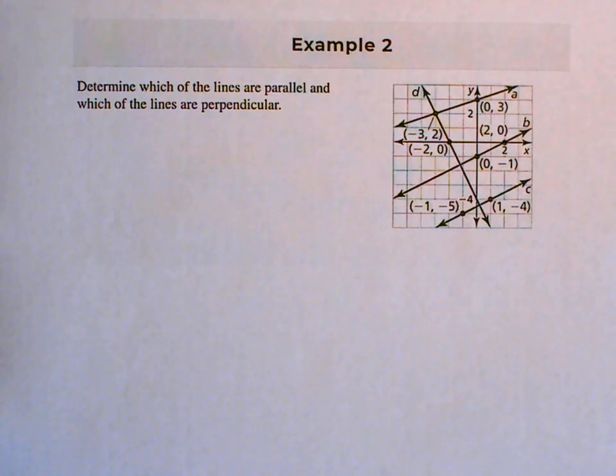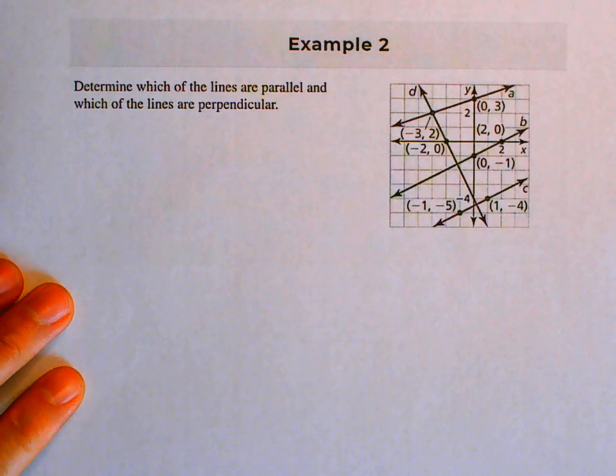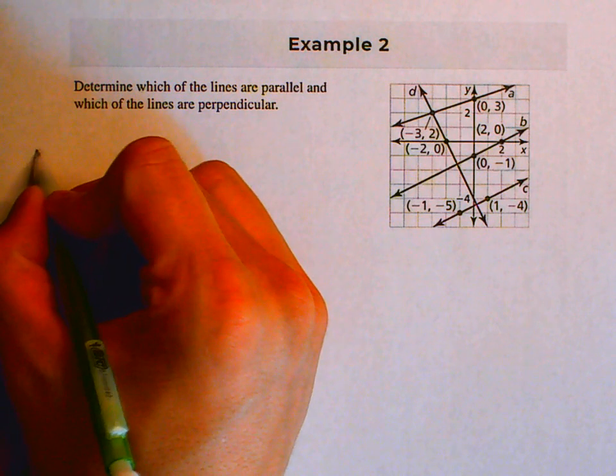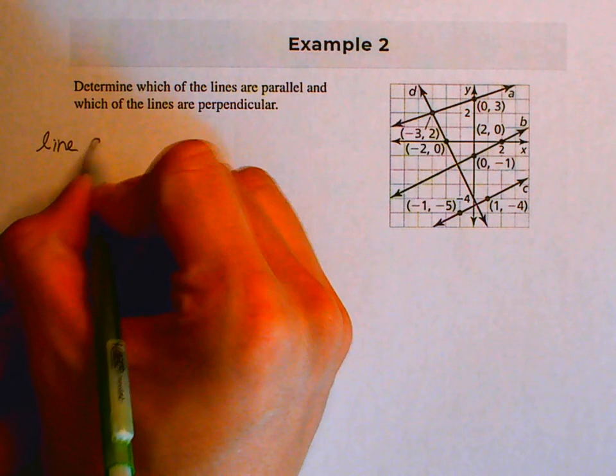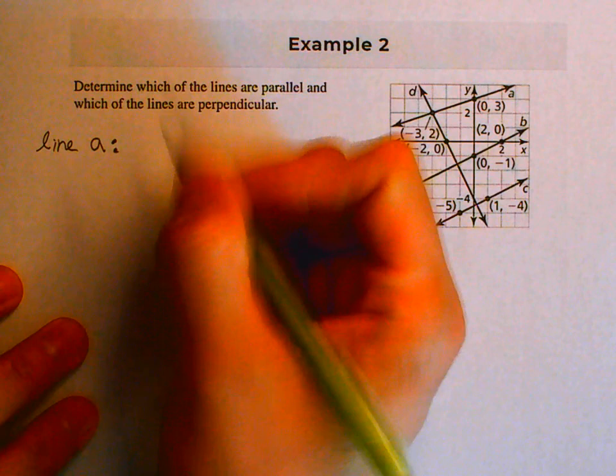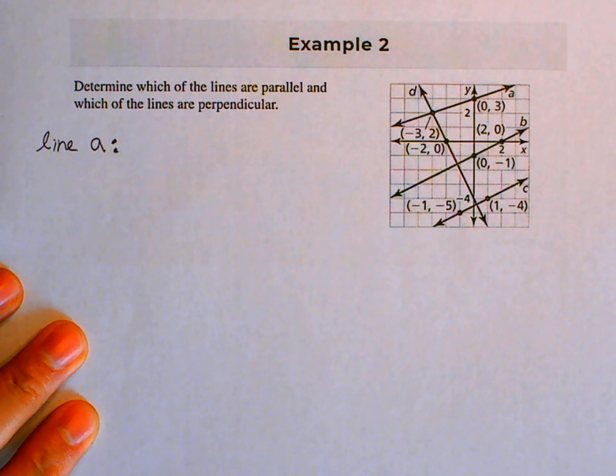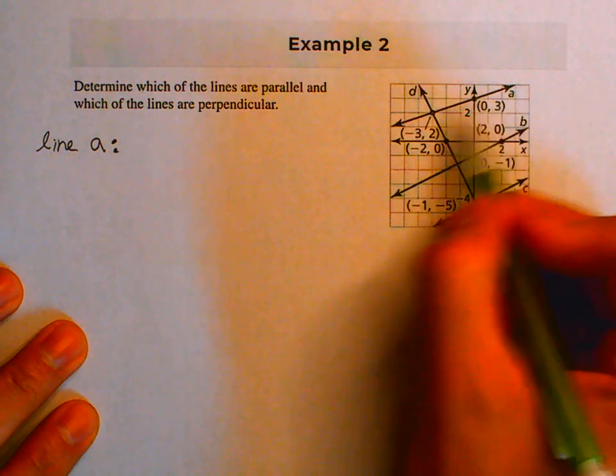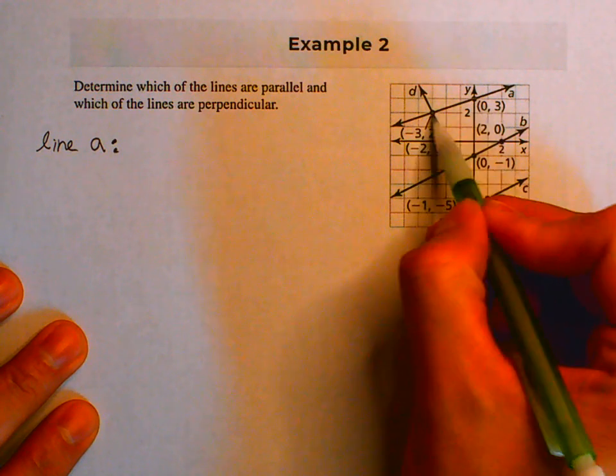Okay, so for example 2, it says determine which of the lines are parallel and which of the lines are perpendicular. Okay, so here's what we need to do. We need to figure out what are the slopes of all 4 of these lines. So let's look at line A. Now, line A has these 2 points right here.